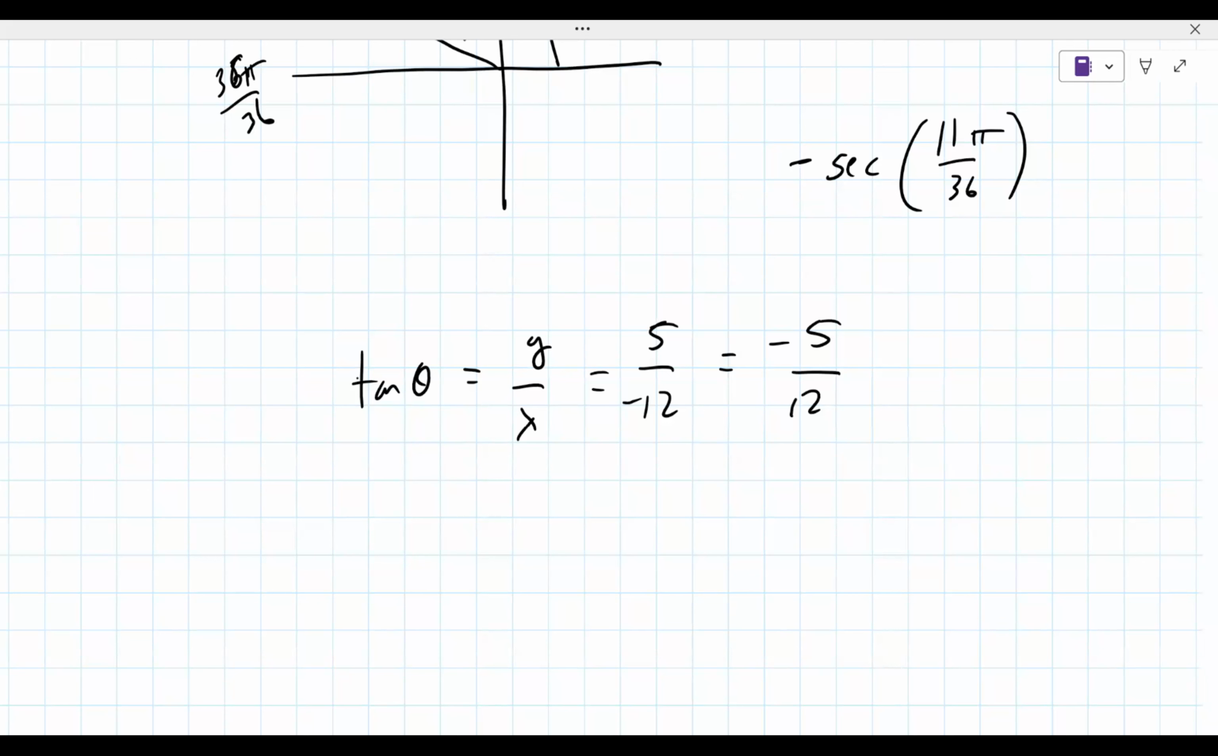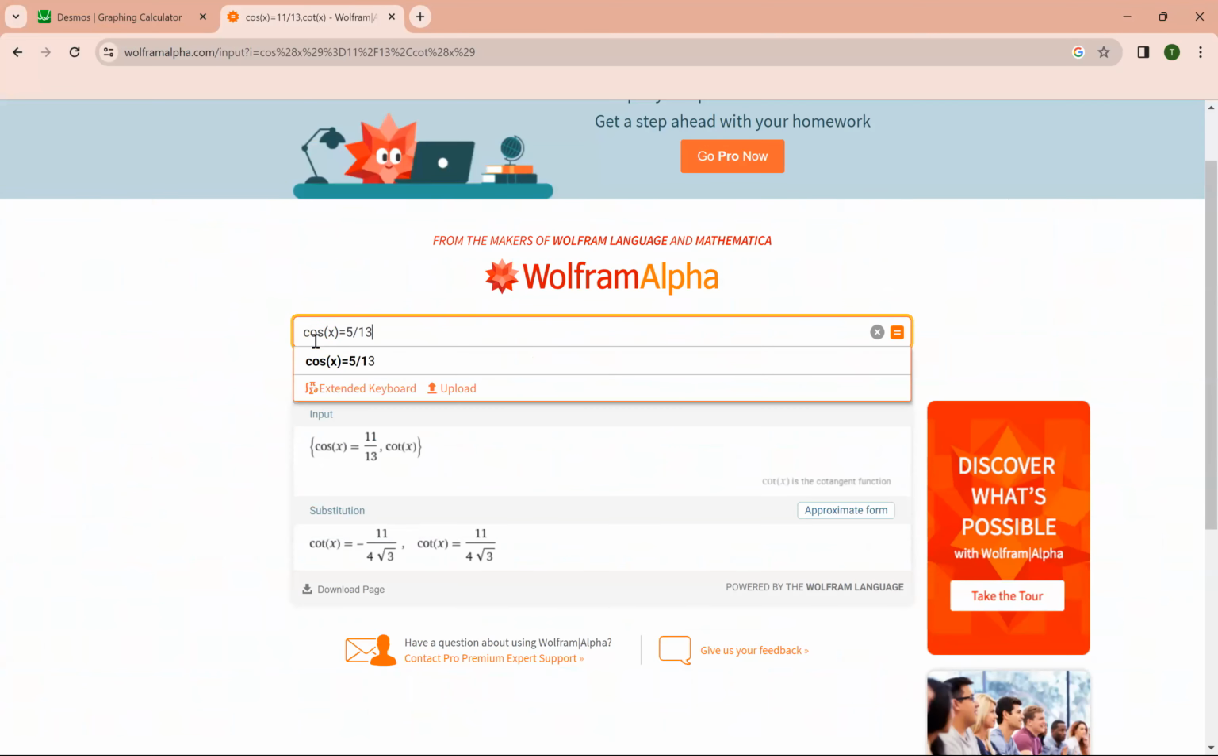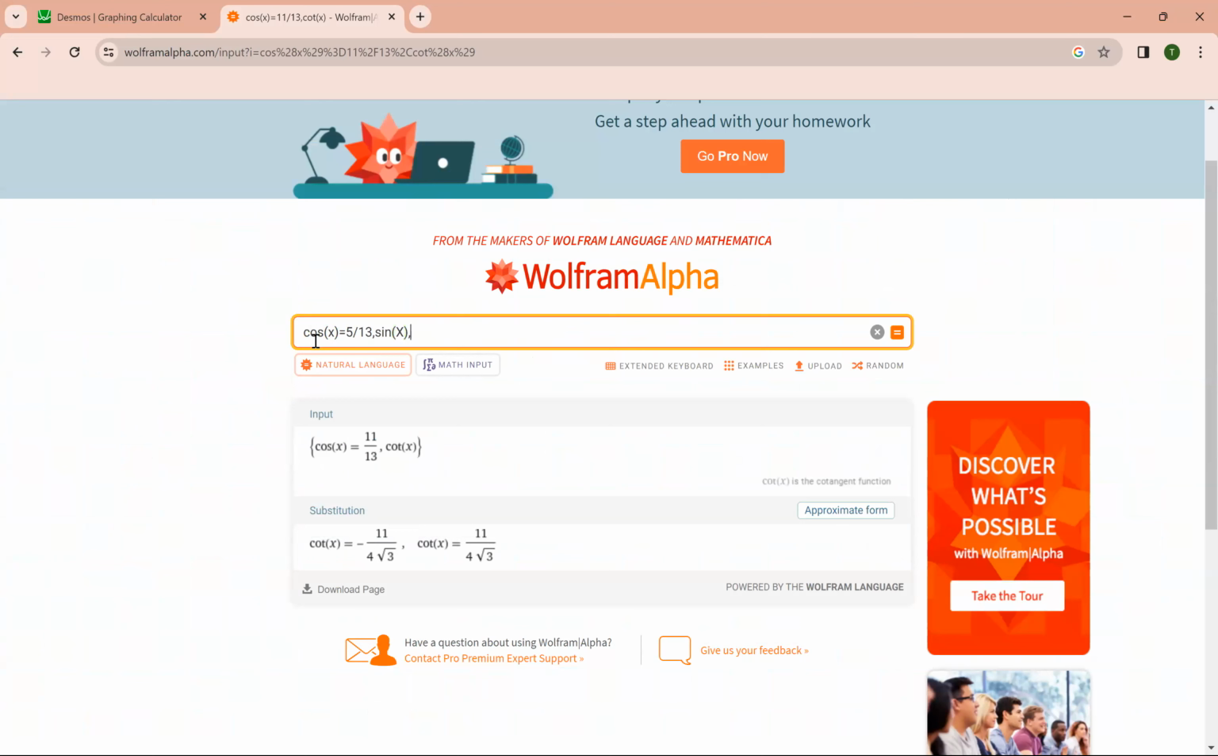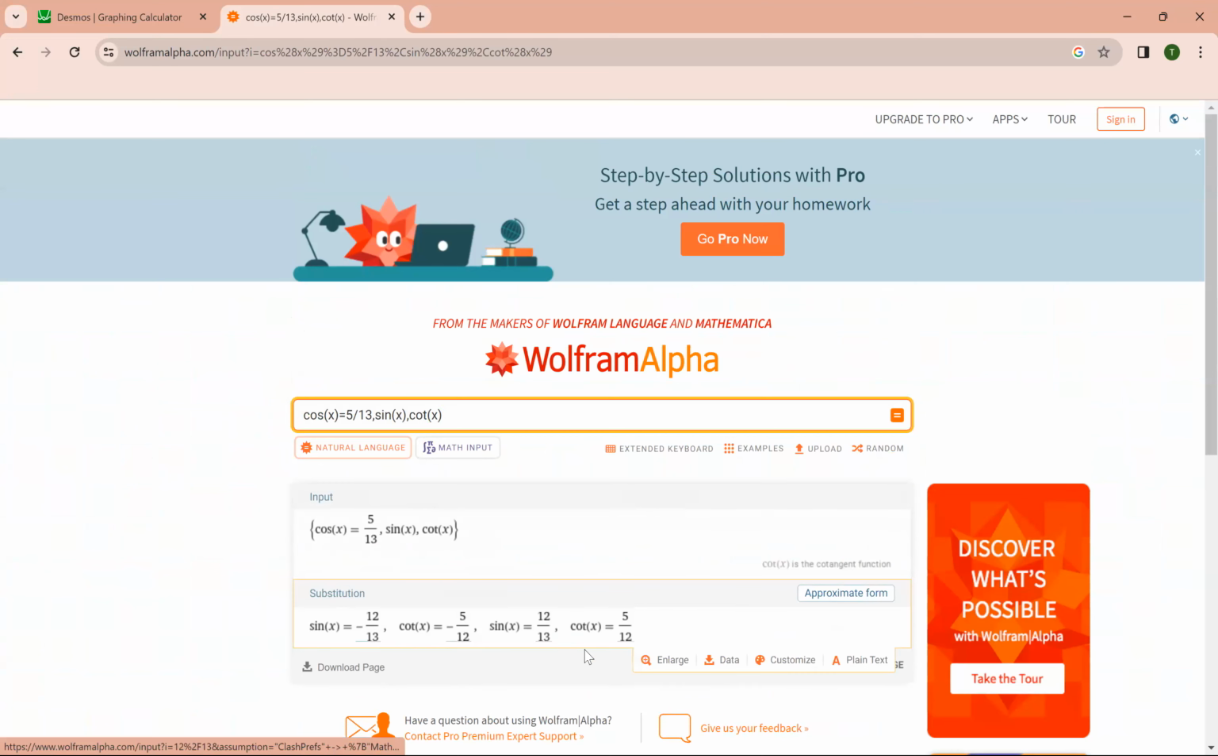Cosine is equal to 5 over 13, and theta is in quadrant 4. Find sine. So we've got something similar here. This is back to Wolfram Alpha, which is a good starting point for these types of problems. You type in the given information, cosine of x is 5 over 13, and then they want sine of x and cotangent of x. And so they give you what you asked for. So sine of x is 12 over 13, which gets you down to just option B.